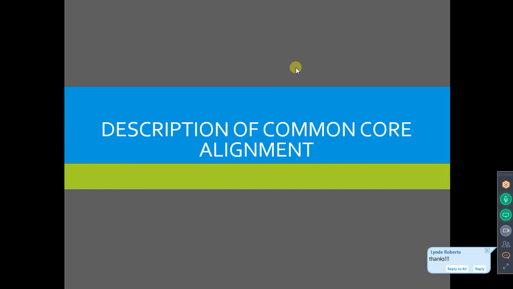The other two parts of the assignment are these little descriptions, and the description of the Common Core alignment is just 400 to 600 words. That's not really a lot of words. I've said 20 times that number of words today right now.